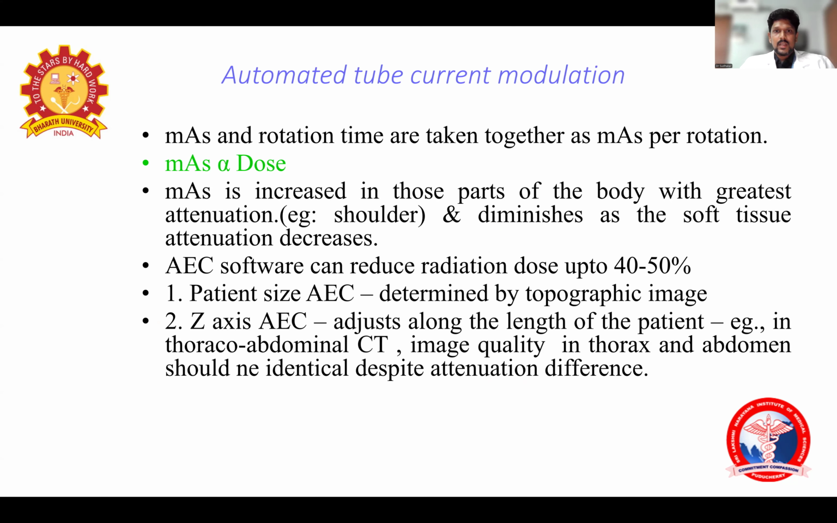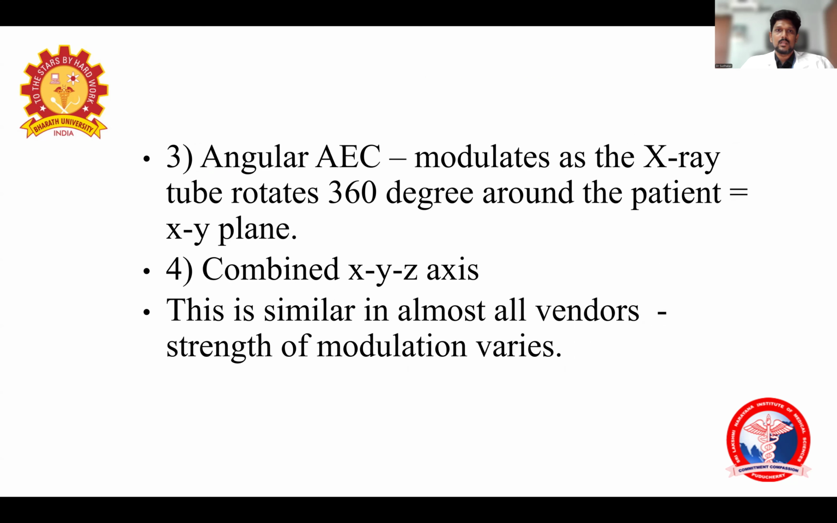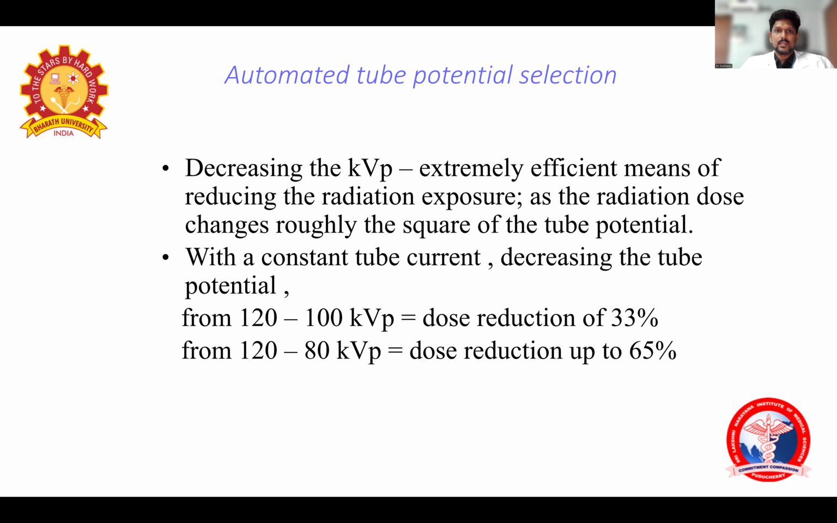Patient size AEC is determined by the topographic image of the patient. Then Z-axis AEC adjusts along the length of the patient. Example, in thoracoabdominal CT, image quality in thorax and abdomen should be identical despite the attenuation difference between the thorax, which is an air-filled compartment, and the abdomen with solid organ structures. Then angular AEC, which modulates as the X-ray tube rotates 360 degrees around the patient along the XY plane. Combined XYZ-axis is similar in almost all vendors. Strength of modulation varies in this.